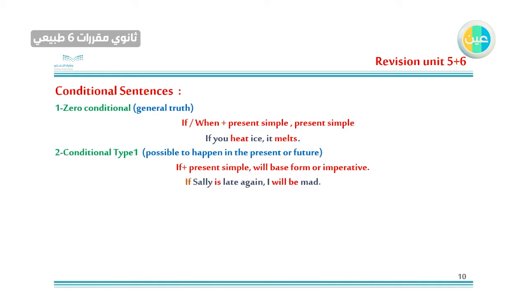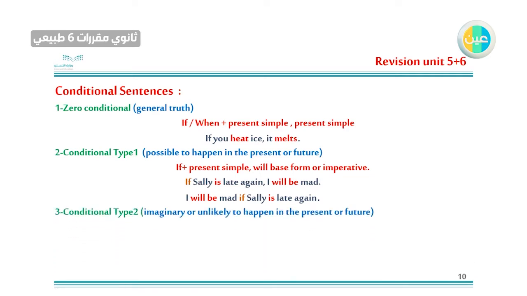If Sally is late again, I will be mad. If Sally is, present simple, will be, will with base form. And remember something, that we can change the order of the sentence. So we can start with the result clause, then the if clause. I will be mad if Sally is late again. Don't change anything, just reorder them. And remember something. If we start with the if clause, there should be a comma after we finish the if clause. But if you start with the result clause and if is the second part of the sentence, no need for the comma.